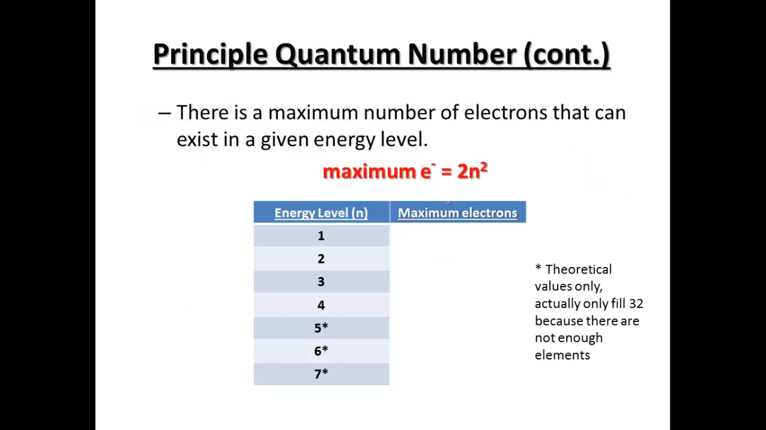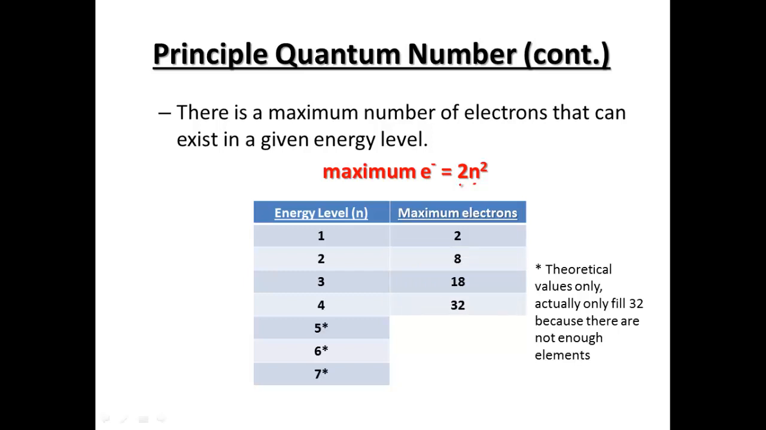Now we have the equation for the maximum number of electrons that can exist in each energy level. The electron maximum number is equal to 2 times n squared, where n is the energy level where we're at. So for energy level 1, 1 squared is 1, times 2 is 2. For energy level 2, 2 squared is 4, times 2 is 8. 3 squared is 9, times 2 is 18. And then we continue to move up.